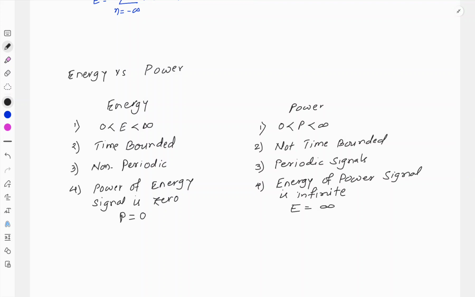So while solving numericals, if we try to find out the power of an energy signal, that power will be equal to 0. That means we need to find out its energy. Similarly, if we try to find out energy for a signal, and if that particular signal is a power signal, we will get the value of energy as infinite.